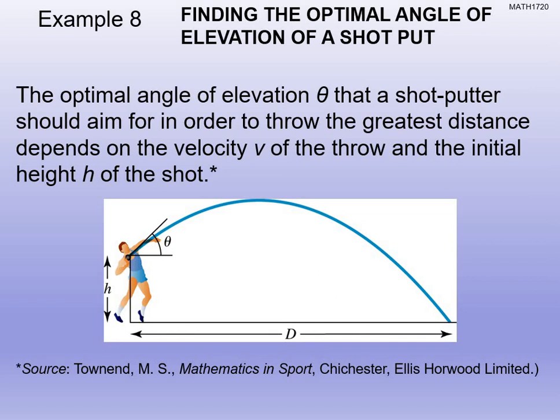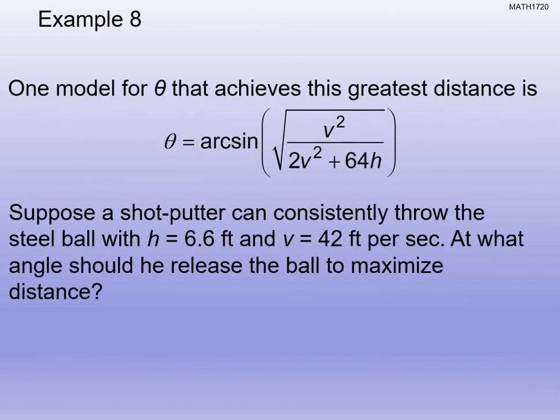So we've got to think about some different things here, right? We have the angle of elevation, the trajectory we're putting it on, how fast our arm can come forward and propel the ball, the velocity, and how high we're shooting it from. So you have a bigger advantage if you are a taller person than a shorter person for this. So a way to model this, obviously using inverse sine, because we want to be able to find the optimal angle for us, okay? So one model for theta that achieves this is sine inverse of the quantity of the square root of v squared divided by 2v squared plus 64h.